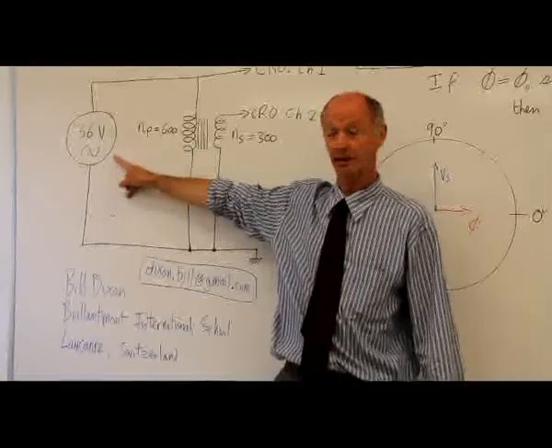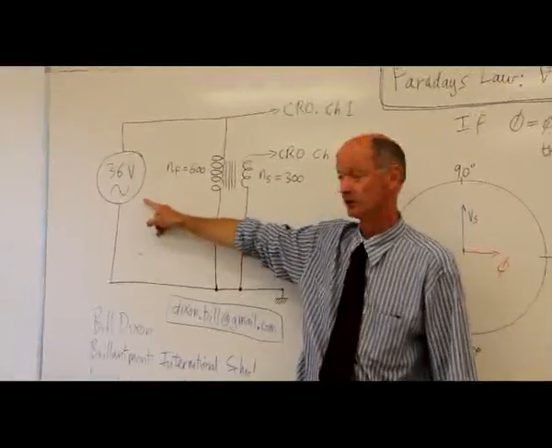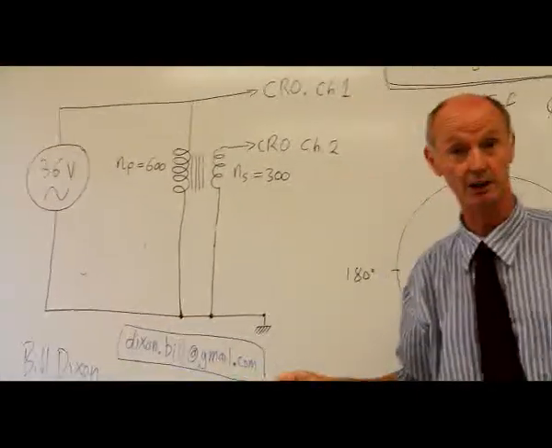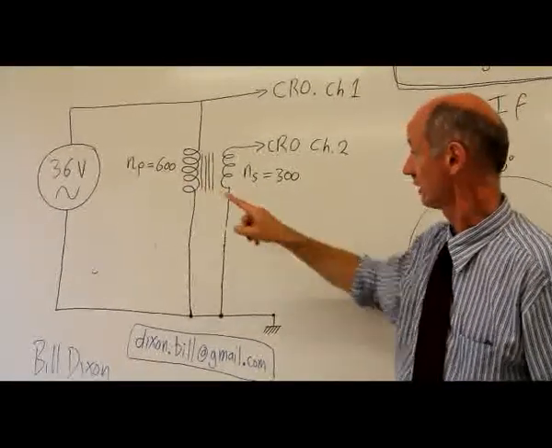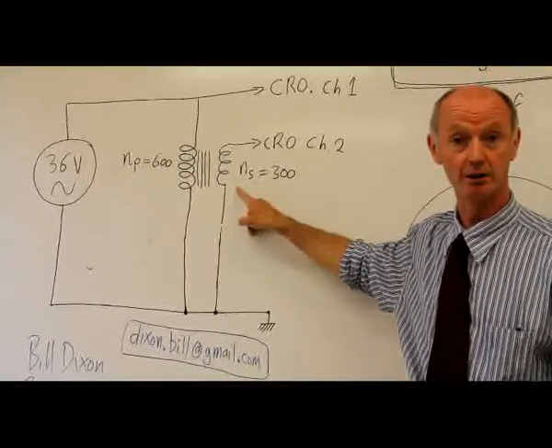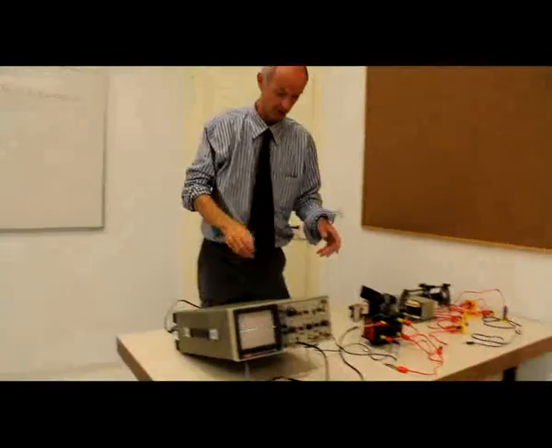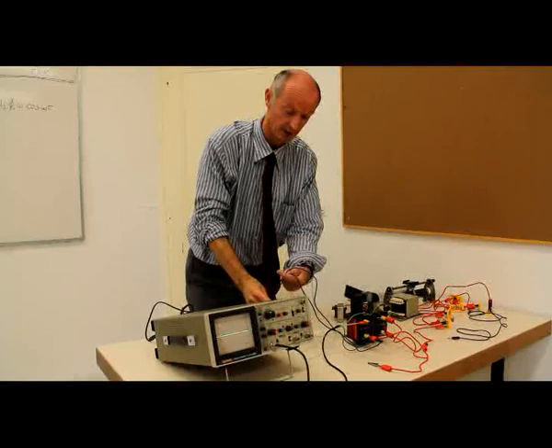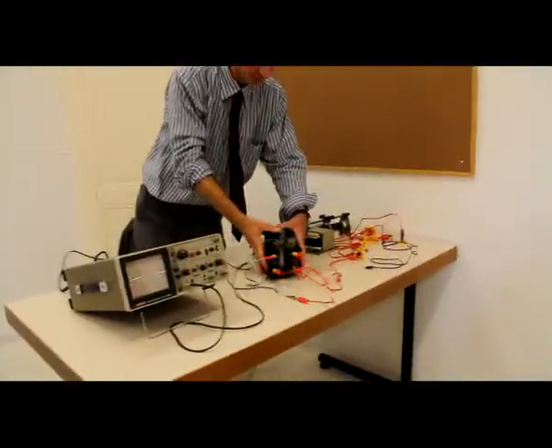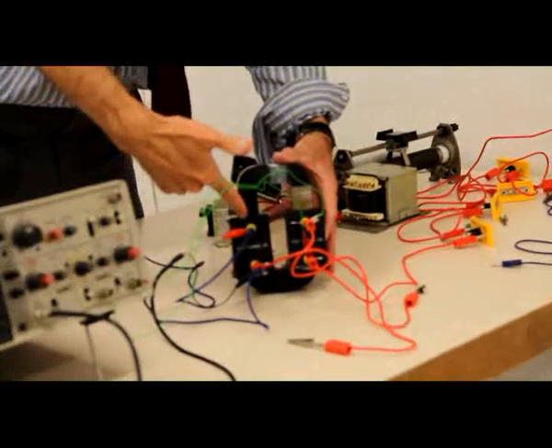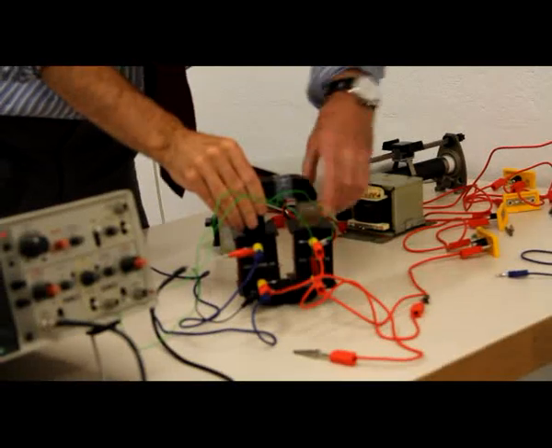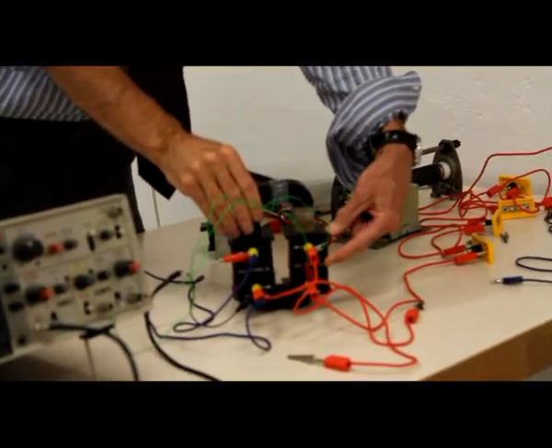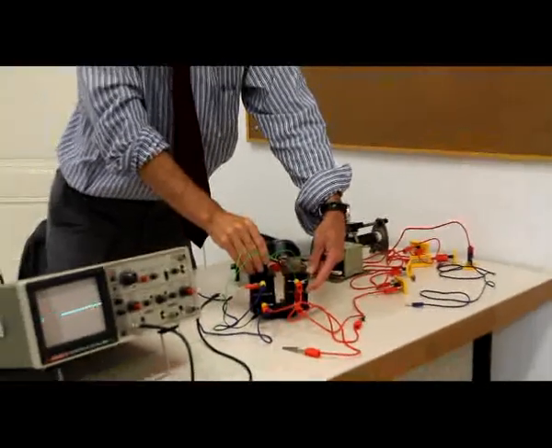A low voltage power supply, about 36 volts, alternating, enough to make the transformer go but not dangerous. A primary with 600 turns, an iron core, and a 300 turn secondary. And that's all over here. You have a look and see what we've got. I've got a low voltage alternating power supply going into this primary, 600 turns on the primary coil, a big iron core, and a secondary of 300 turns. So let's switch on and see what we get.